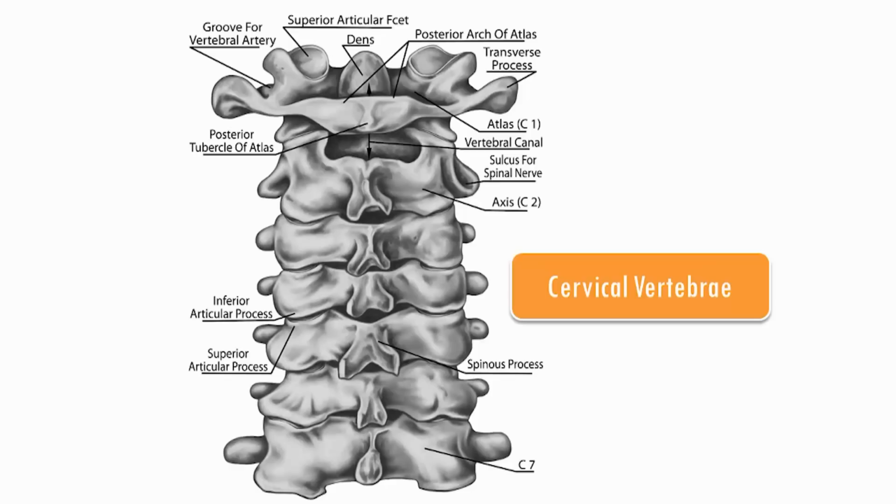The axis, or C2, has a bony projection arising from the anterior portion called the odontoid process, or dens, which articulates with C1 to form the atlantoaxial joint. C3 through C6 have a common characteristic, which is a bifurcated spinous process. C7, or the vertebra prominens, is the most prominent of the cervical spine and is also referred to as the transitional vertebra because it takes on some of the characteristics of the thoracic vertebra, which is a larger body and change of orientation of the spinous process and the facet joints.